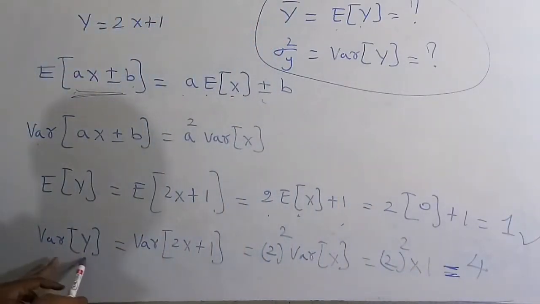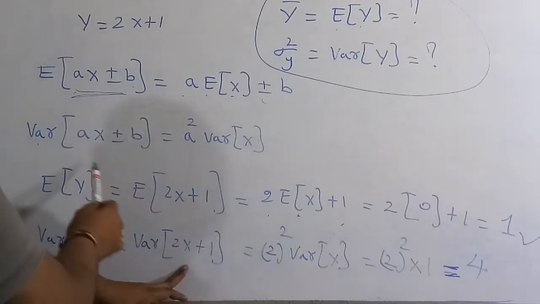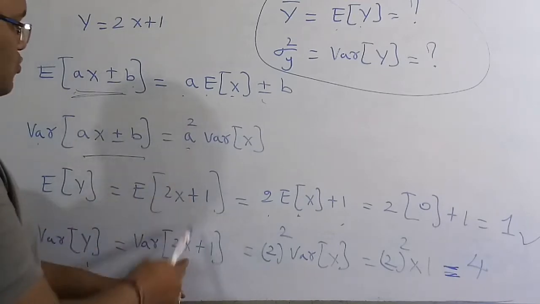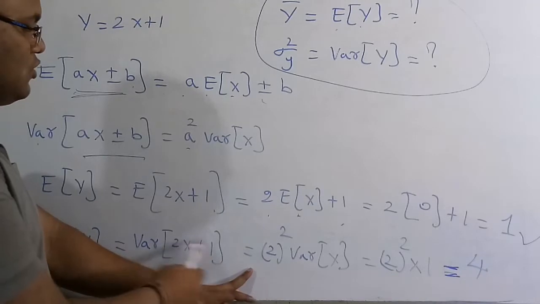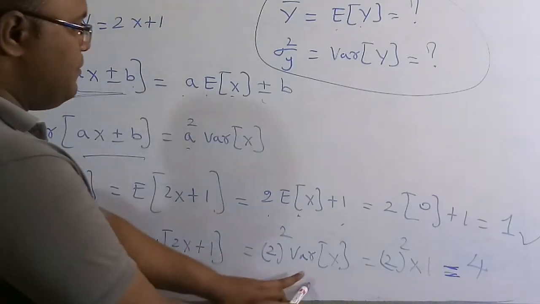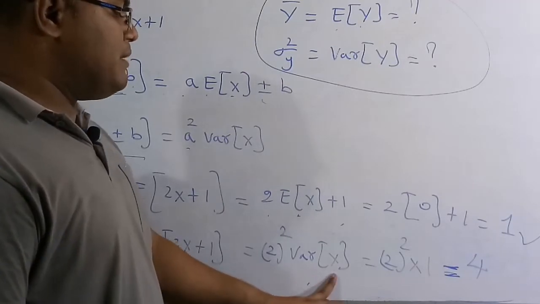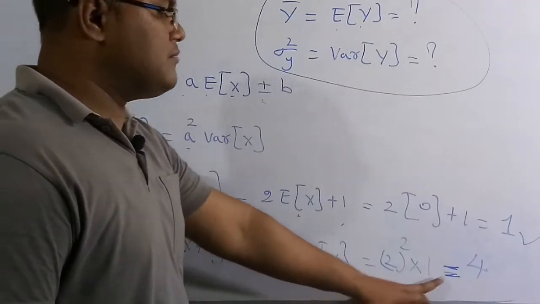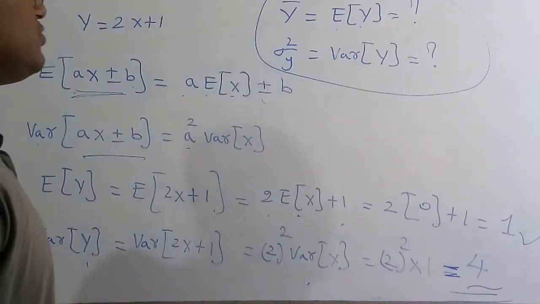Similarly, the variance of the random variable y we need to figure out, where y is equal to 2x plus 1. By applying this formula we get a is equal to 2 and b is equal to 1, but there is no b term, so therefore only a square. So 2 square into variance of the random variable x. In the question they have already given the variance of the random variable x is equal to 1. So 2 square into 1 is nothing but 4. Therefore we can say the variance of the random variable y is equal to 4.